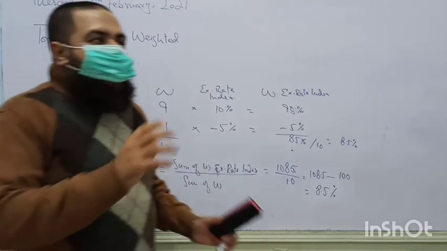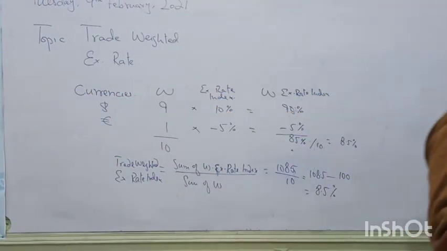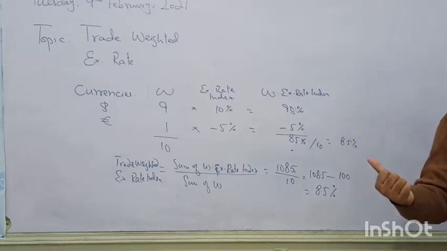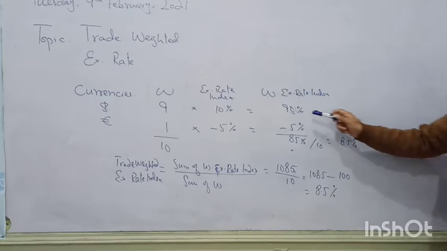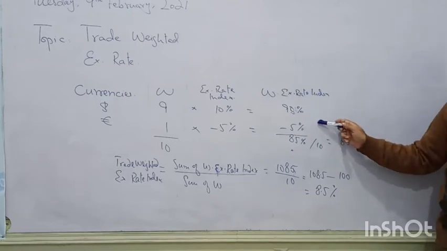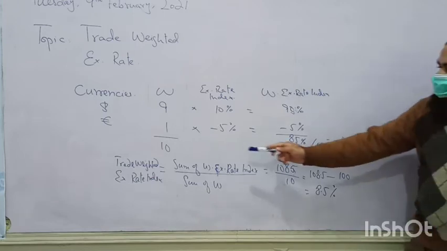Okay? So trade weighted exchange rate will tell us how much our exchange rate overall appreciated or depreciated against all the basket of currencies which we are having in our trading basket. 90 minus 5? 85. Divided by total weight.